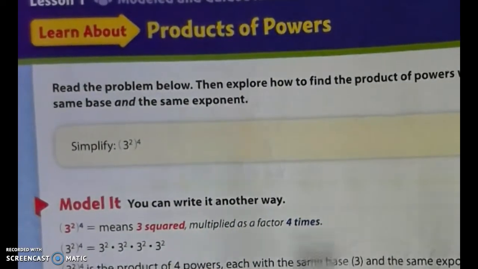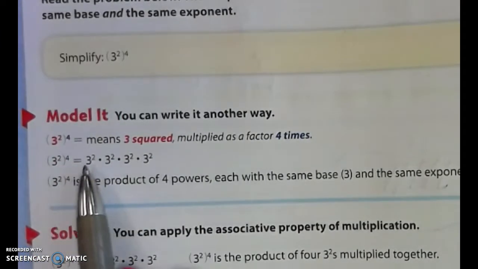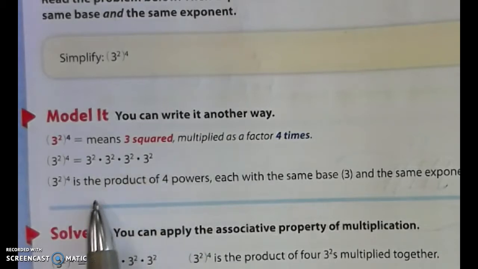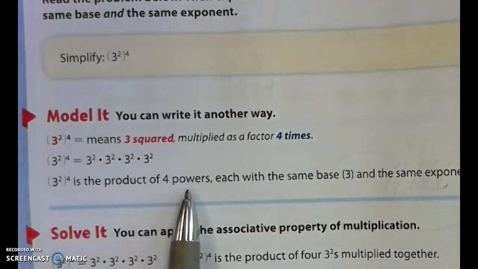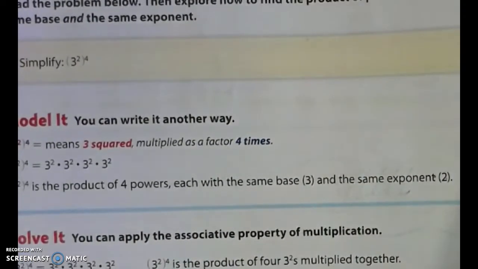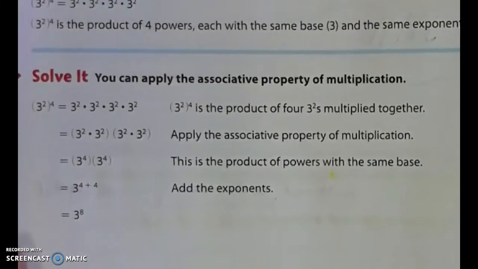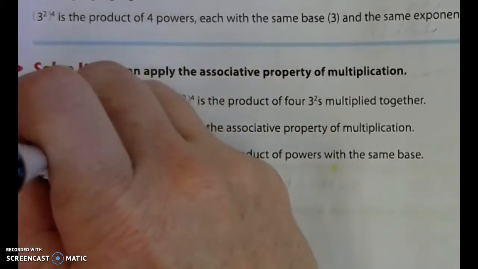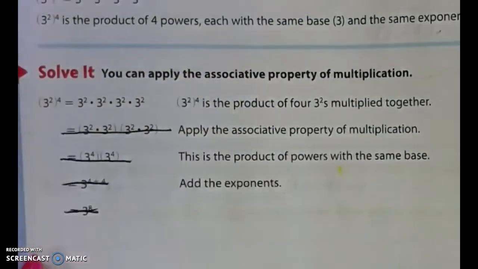And that's what they're showing you down here. It says 3 squared to the 4th. You'd have 3 squared times 3 squared times 3 squared times 3 squared. 3 squared to the 4th is the product of 4 powers, each with the same base, 3, and the same exponent, 2. Now, if you look down here at the rather lengthy explanation, we do not need this step, or this step, or this step, so we'll just do it my way.